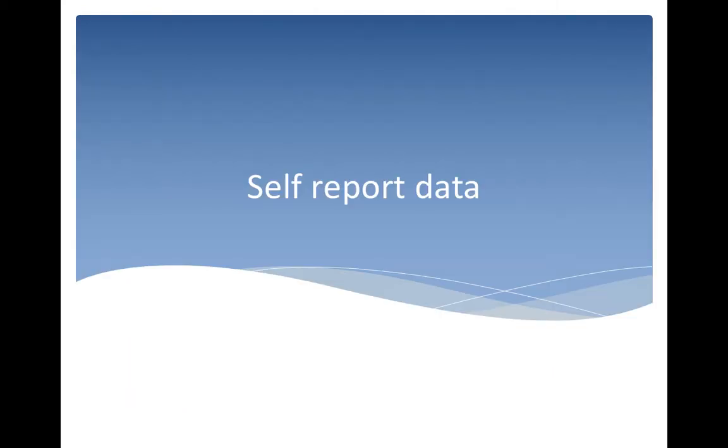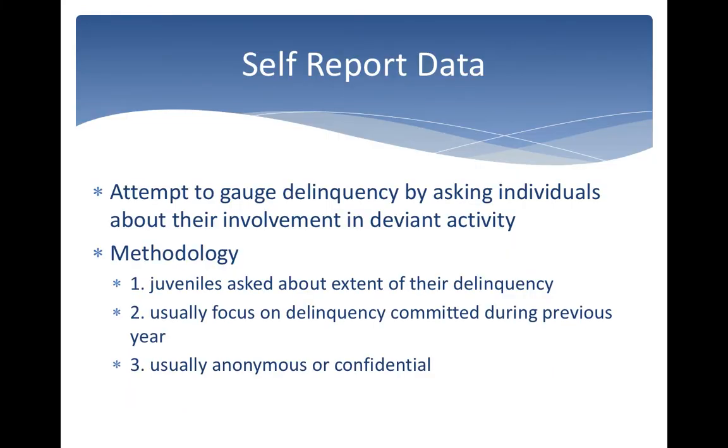So another source of data here is self-report data. We can try to gauge how much delinquency someone's engaged in by asking them about it. So the methodology here is juveniles are asked about their delinquency, and it usually focuses on like the previous year, and they're generally anonymous or confidential.